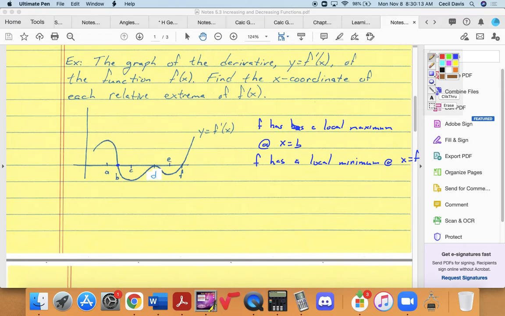Because f prime changes from negative to positive. Okay? All right, let's move on to page 2.